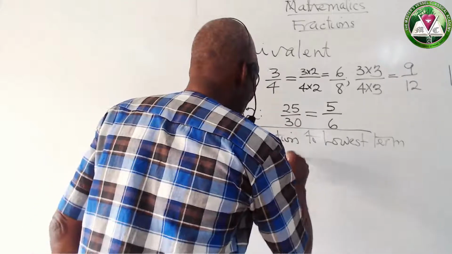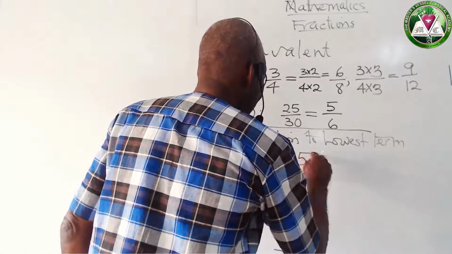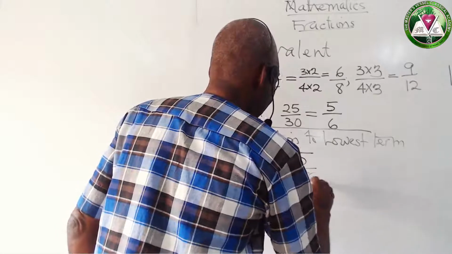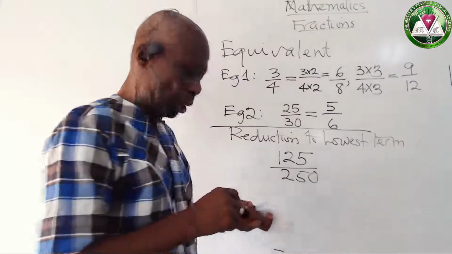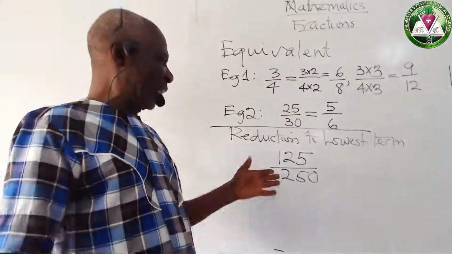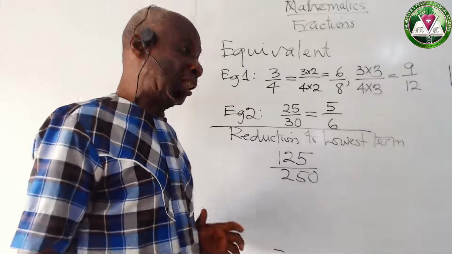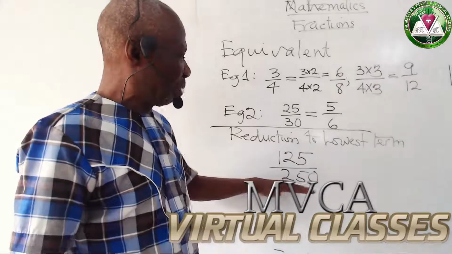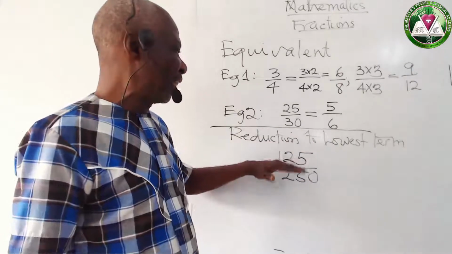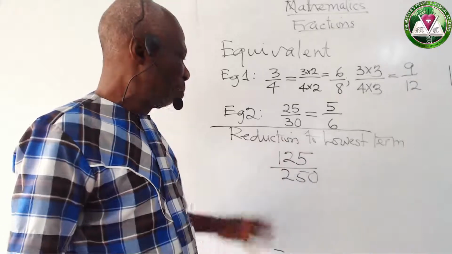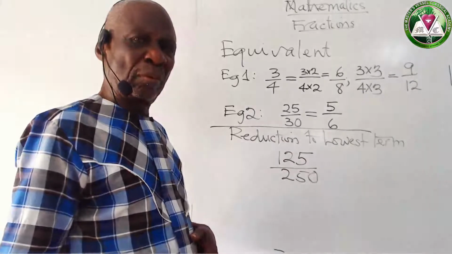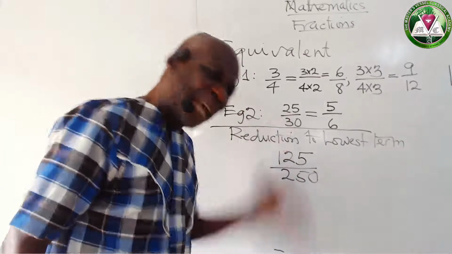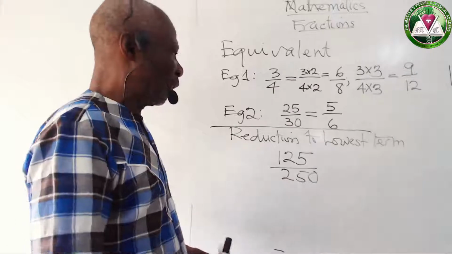Suppose I'm given 125 over 250. Is this a fraction? Look at it very well. Is it a fraction? Yes, it's a fraction. If it is a fraction, what type of fraction is it? Numerator smaller than the denominator. Therefore, this is a proper fraction. But this is too much. Very plentiful. So it therefore means something can happen to it. It is not stable. We have to reduce it to the lowest term.